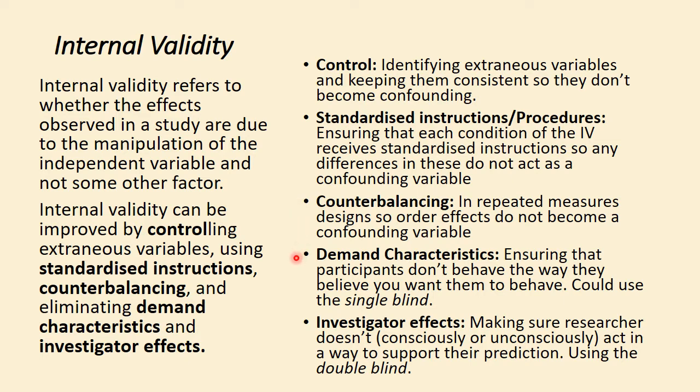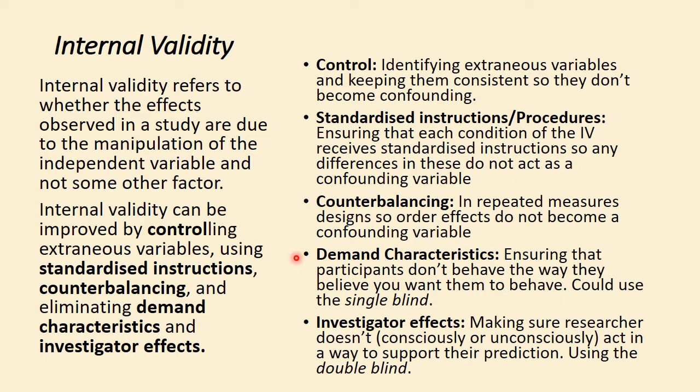Another way to deal with it is to deal with demand characteristics. If your participants cotton on to what the research is about, they may change their behavior to suit what they believe you want, or alternatively, they might try and screw it up. One way to deal with this is to use the single blind, which is a nice way of saying you lie to them about what the research is about.